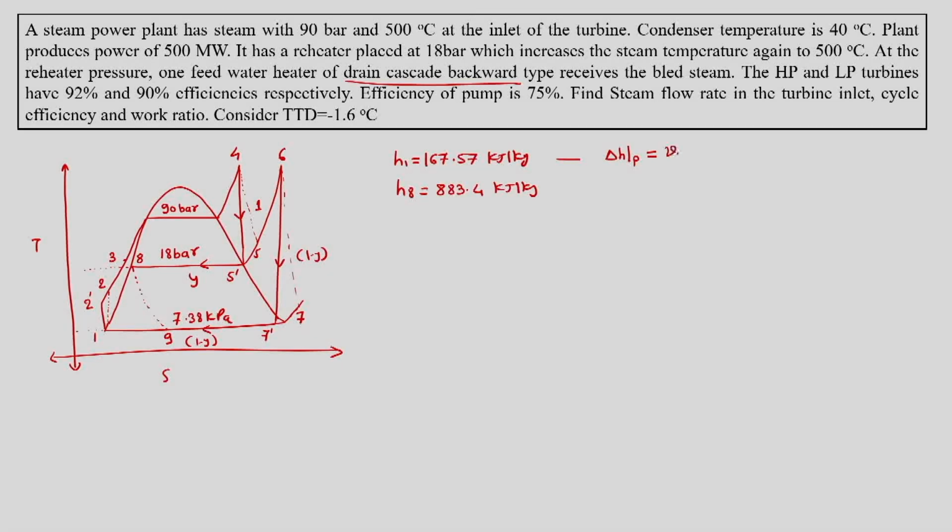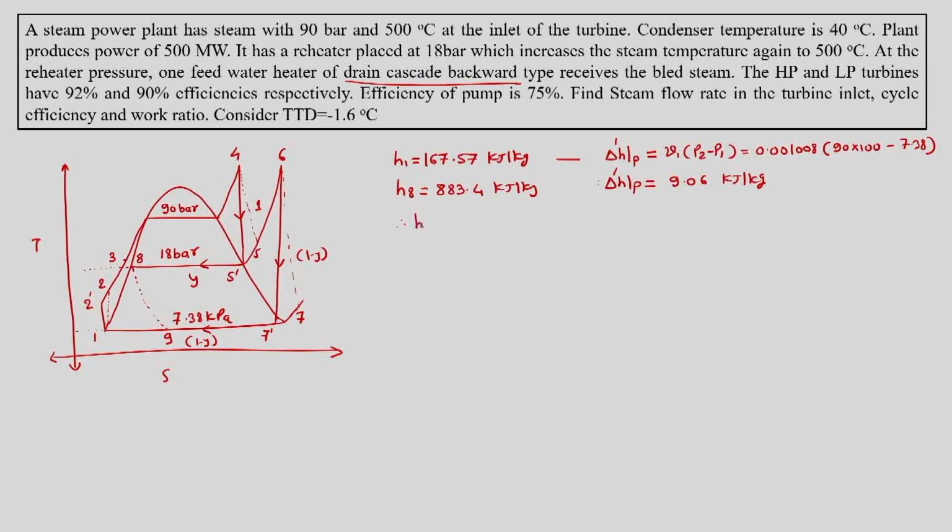Now, we can find out for H2 what is delta H for pump, and that delta H for pump is V1 into P2 minus P1. So, specific volume is 0.001008, so into 90 into 100 minus 7.38. So we get delta H for pump, which is rather ideal, so we will put dash, and this turns out to be 9.06 kilojoule per kg.